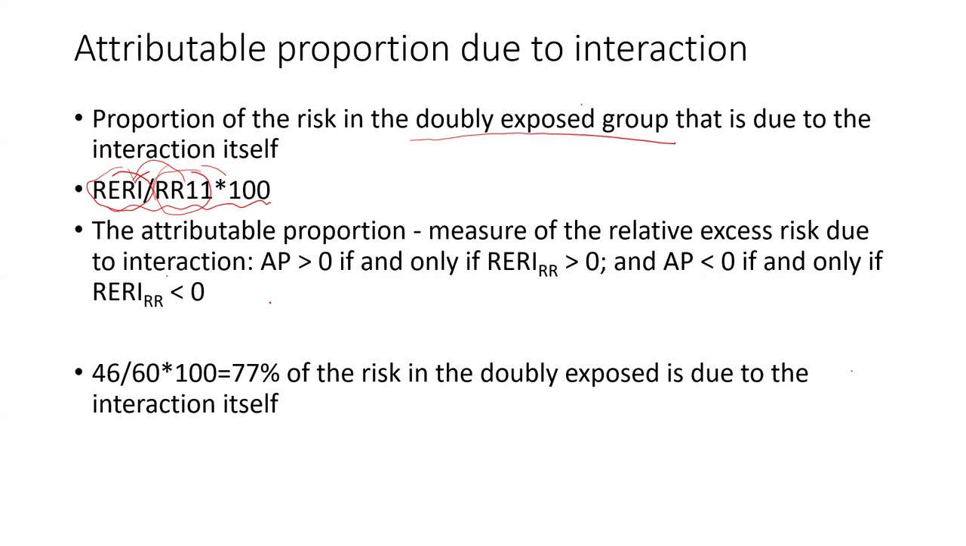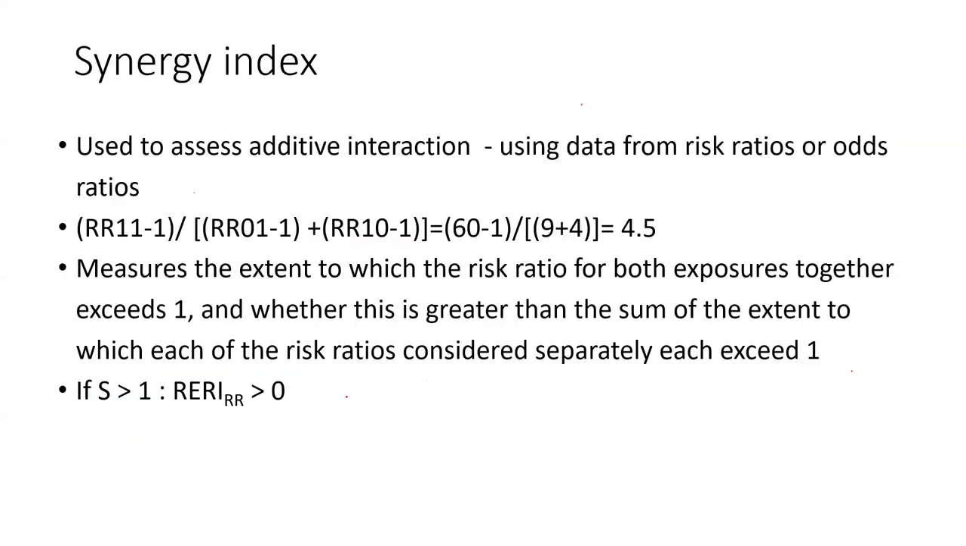I'll not talk about this sentence, but just look at this same example. 46 was your RARI, 60 was your relative risk for double exposure. So 77% of the risk in those who have the double exposure is because of the interaction itself. So this is another calculation you can do when you are checking for interaction.